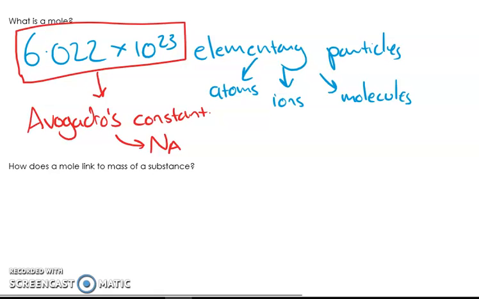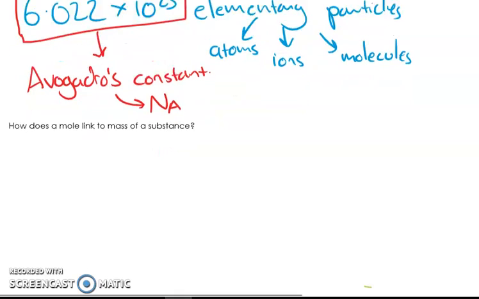And we can think of this a little bit like a dozen. We know that if we have a dozen of anything, that equals 12. So if we had a dozen elephants and a dozen loaves of bread, we know they're quite different, but a dozen means that there's 12 of them. If we have an Avogadro's constant of something, be that atoms of carbon or molecules of water or even elephants, that tells us that we have 6.022 times 10 to the 23 of that particular thing we're interested in.